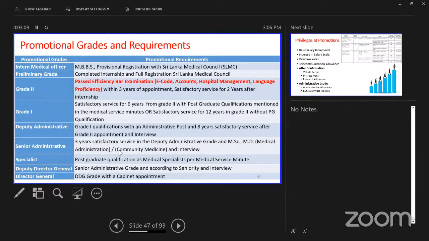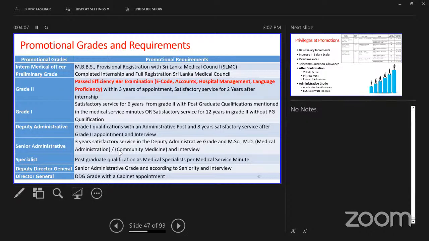So to become a grade 2 medical officer, you have to pass the efficiency bar EBA exam, composed of E-code, accounts, hospital management, and language proficiency within 3 years of appointment, and you should have satisfactory services for 2 years after the internship. This is where the disciplinary side comes in. If you have been entangled with a disciplinary inquiry, you won't have satisfactory services for 2 years, and you won't be promoted to grade 1 until your disciplinary inquiry is over. Or if you get a punishment, you won't have satisfactory services for 5 years from the punishment date.